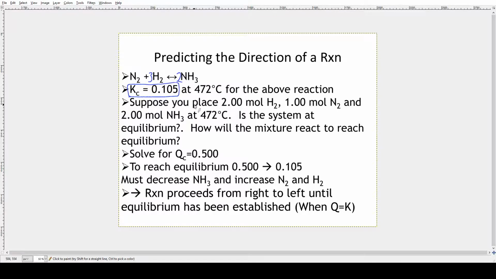We're going to imagine that we're placing 2 moles of hydrogen, 1 mole of nitrogen, and 2 moles of ammonia at 472 degrees Celsius, same temperature, into this container. Let's also add in that it's 1 liter.